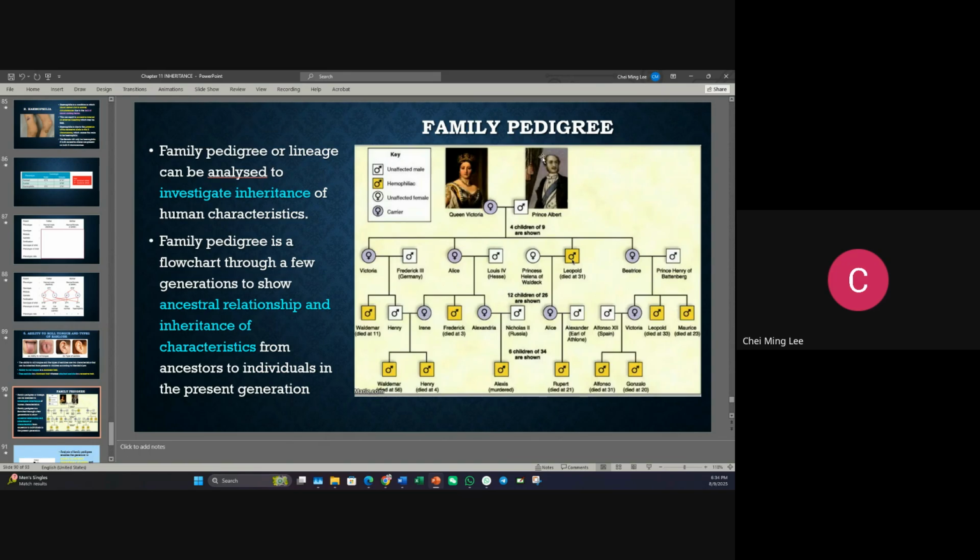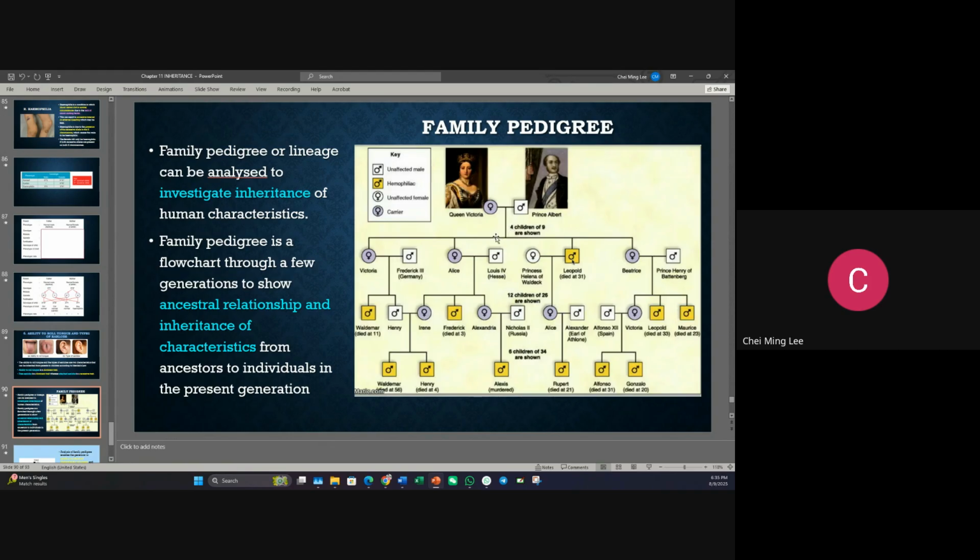Now, then family pedigree. Sometimes we call it a lineage tree, which means a family tree. It can be analyzed to investigate the inheritance of human characteristics. The family pedigree is a flow chart through a few generations to show the ancestral relationship, meaning the relationship between you and your grandfather's grandfather, and the inheritance of characteristics from ancestor to individual in the present generation.